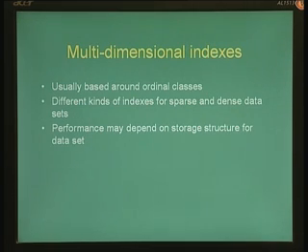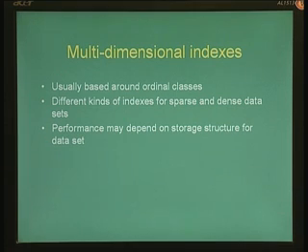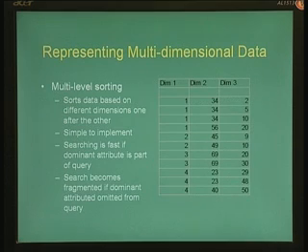Now if we are talking about indexing, note that when we are talking about MOLAP, I directly went into indexing because indexing, in addition to the storage structures, is what constitutes the native support for MOLAP. So when we are talking about indexing, indexes are usually based around ordinal classes, but there are categorical indexes as well, as we will see, and the performance may depend on the storage structure for any given data set. So what kinds of storage structures are used for multidimensional data, or how do we store multidimensional data or hypercubes onto disk?